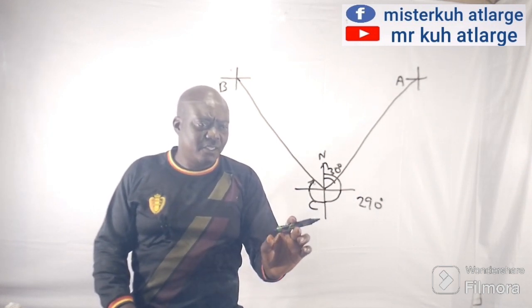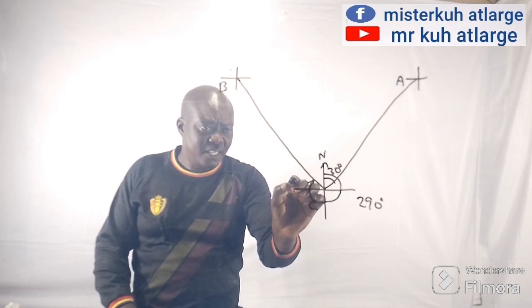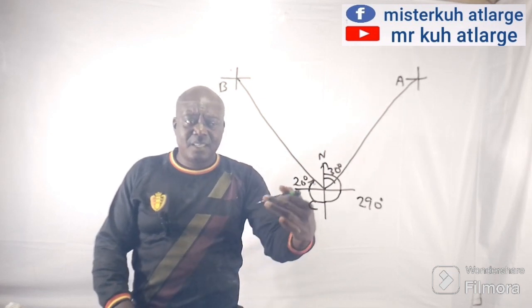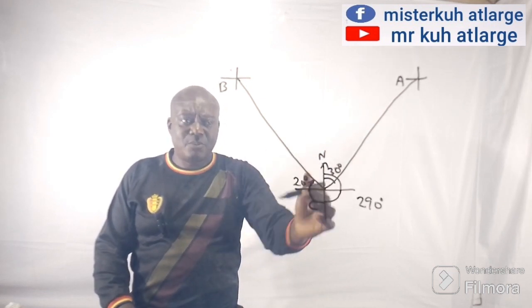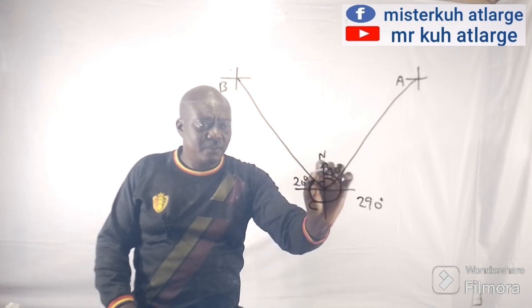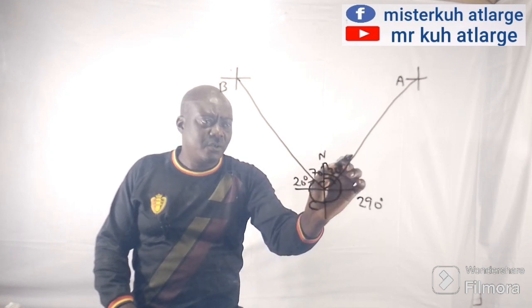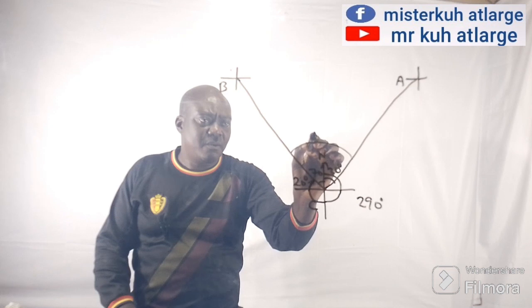So now let's start something here. If here is 90 and here is 270, then here will be 20 degrees because 270 plus 20 is 290. And this place now will be 70 degrees. So the whole of this angle here will be 100 degrees.